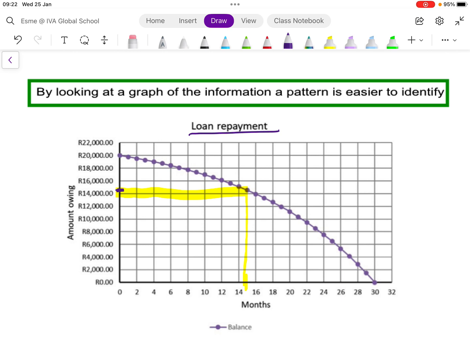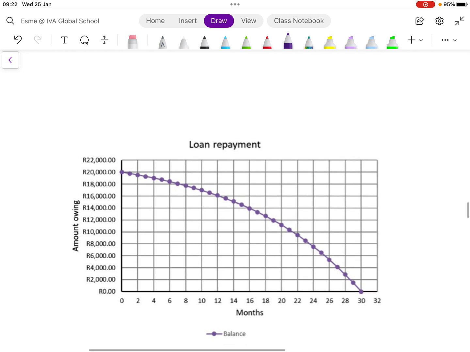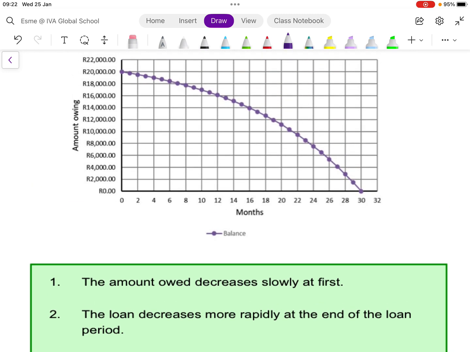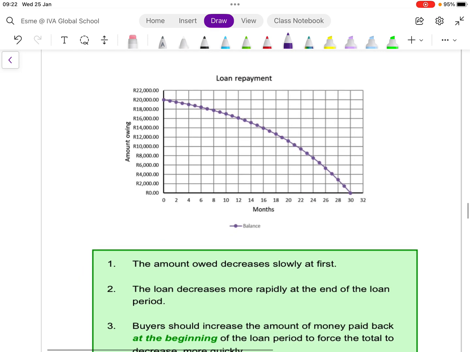So how can we explain this? Well, at first it decreases slowly, and then it gets to the last part of the loan and it decreases at a rapid rate. So this shows the balance that is owing after each of these months. Right, the amount decreased slowly at first, we've seen. It decreases more rapidly towards the end of the loan, or the end of the loan life.